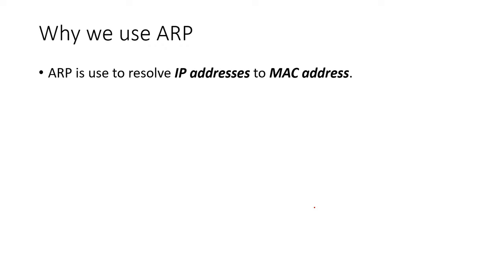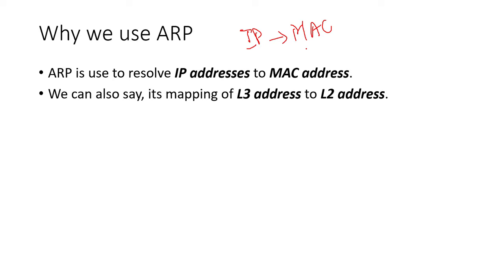So why do we use ARP and what is ARP? ARP is used to resolve IP addresses to MAC addresses. Or we can also say it is used to map an IP with the MAC address. This is important for the communication to happen. We can also say it's the mapping of a layer 3 address to a layer 2 address according to the OSI layers.